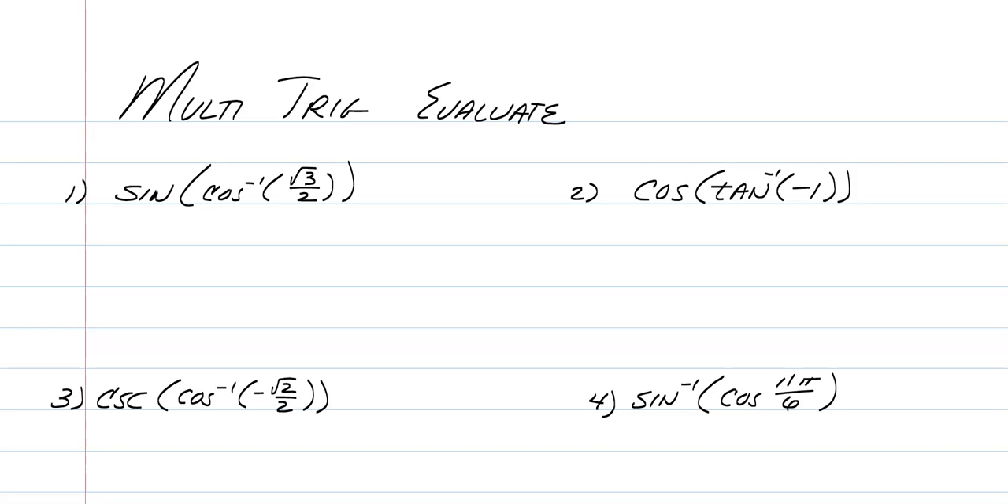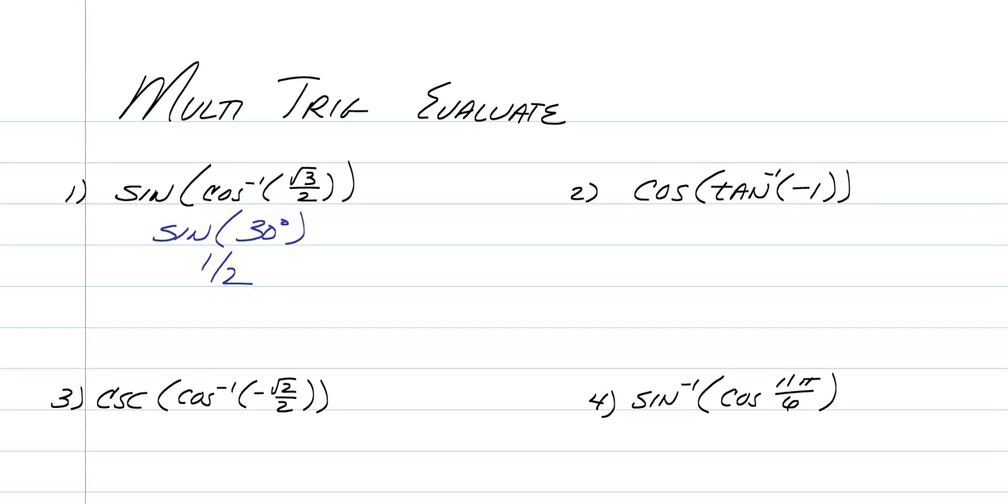So the cosine inverse of root 3 over 2. So where is cosine equal to root 3 over 2? Cosine inverse is at 30 degrees. So now what you're doing is taking the sine of 30 degrees. And the sine of 30 degrees is 1/2.